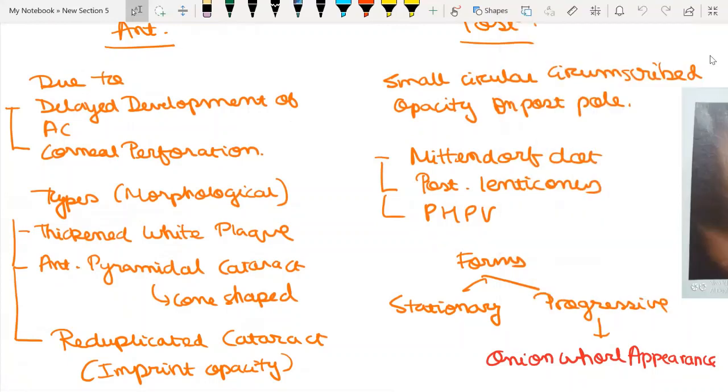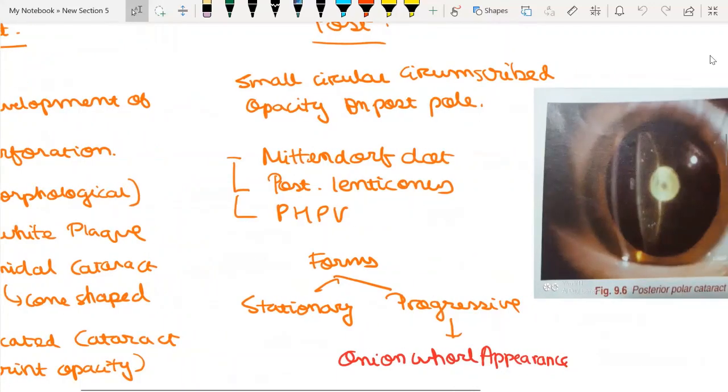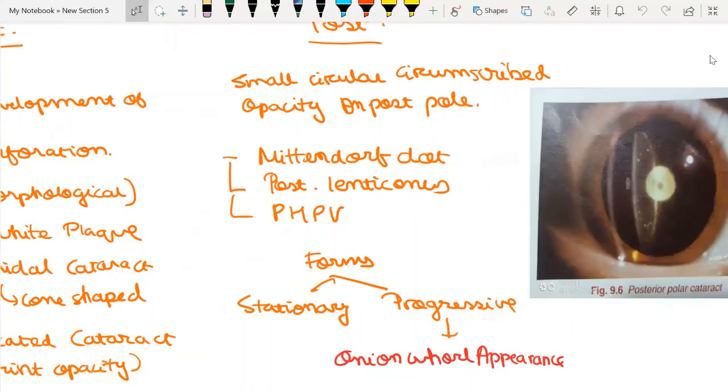Posterior type is actually a small circular circumscribed opacity on the posterior pole. It is associated with PHPV syndrome, posterior lenticonus, and Mittendorf dot. Now, Mittendorf dot is actually another name for persistent hyaloid artery remnants. Two forms that we see in the posterior type include the stationary type and the progressive type. The progressive type shows the characteristic onion hole appearance. We can see the onion hole appearance in the image.